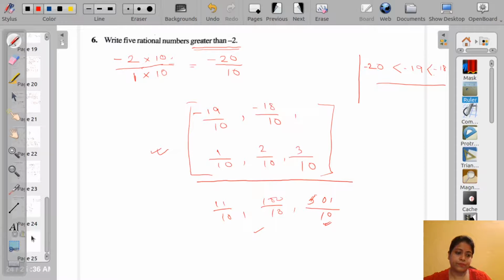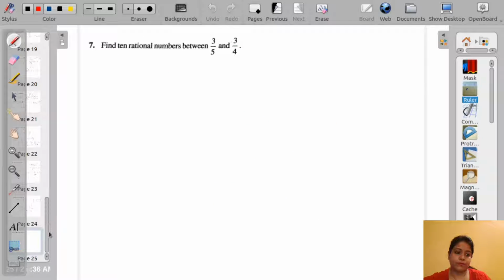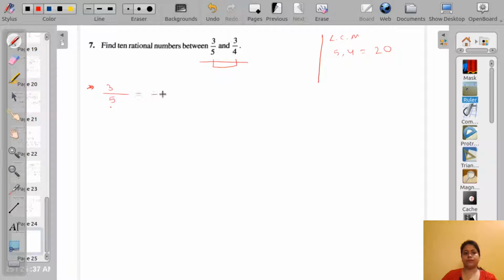Next. Number 7. Find 10 rational numbers between 3 by 5 and 3 by 4. Okay. Again, our denominators are 5 and 4. So the LCM of 5 and 4 is 20. So make the denominator the same. 3 by 5, let's make it 20. Multiply by 4, so 12 by 20. 3 by 4, multiply it with 5, so 15 by 20.